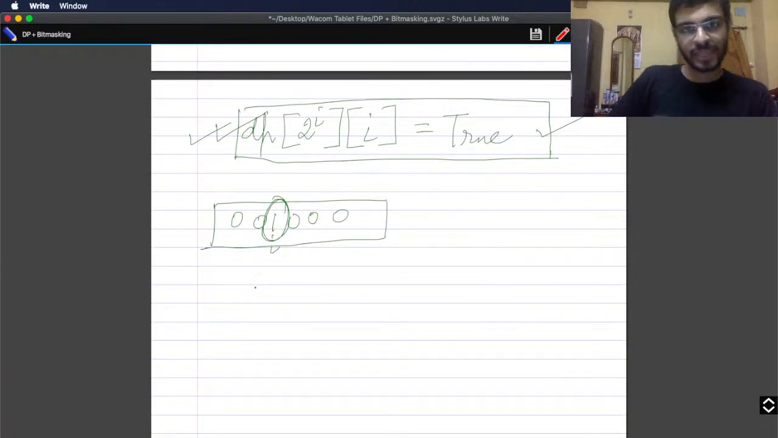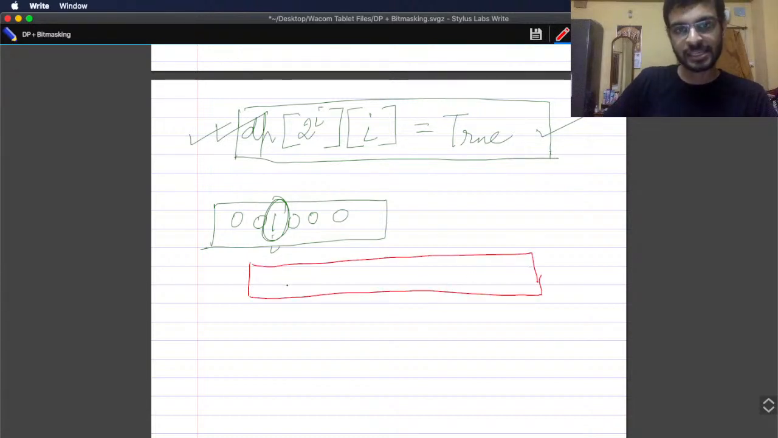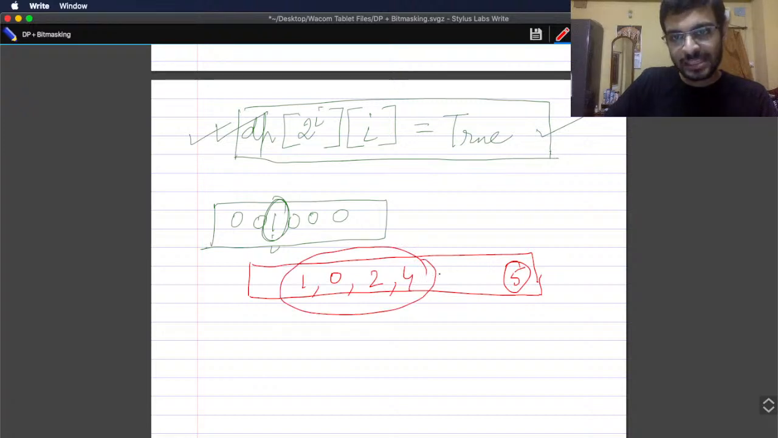how can I say that there is a subset of vertices which ends at, suppose, 5. There is a subset with 1, 0, 2, 4. Suppose this is the subset. How can I say that there is a subset which are connected by a path and which somehow ends in 5? It can be anything. I can represent it in this manner. I will represent the mask such that all these positions are set.